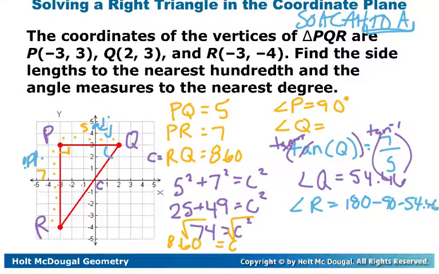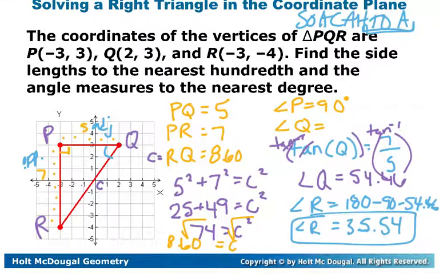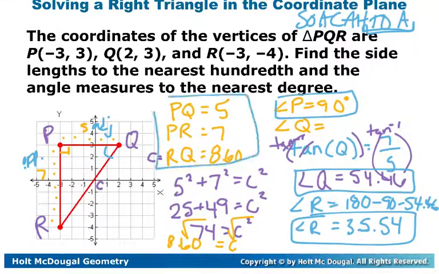And then to find our last angle, angle R, we can take 180 minus 90 minus 54.46, which we just got. And that leaves us with an angle R of 35.54. Whoops. There. So we've got angle R, angle Q, angle P, and our side lengths.